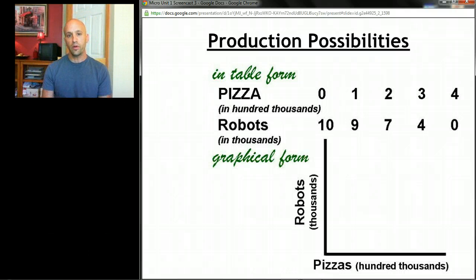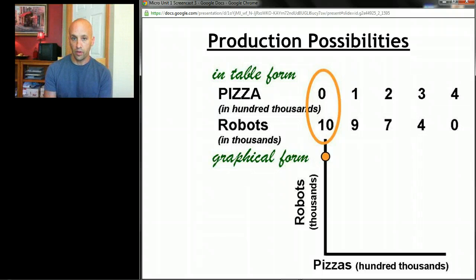In our graph, we put each good on an axis. Doesn't really matter which good goes on which axis. Here I've put the robots on the y-axis and the pizzas on the horizontal axis. Now again, let's start off in a world where all we're doing is making robots. In that world, what we said is we can make 10,000 robots and we wouldn't be making any pizza. That would be one point in our graph, one possible production possibility, 10,000 robots, no pizzas.